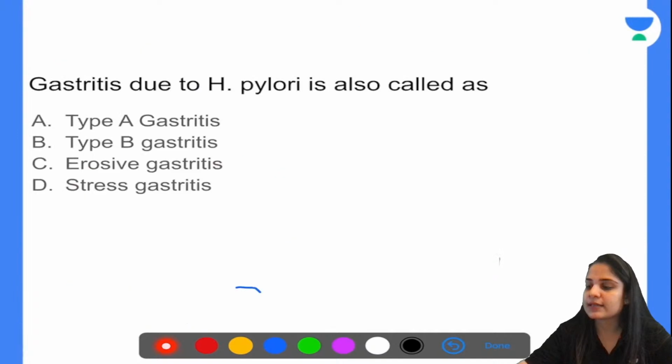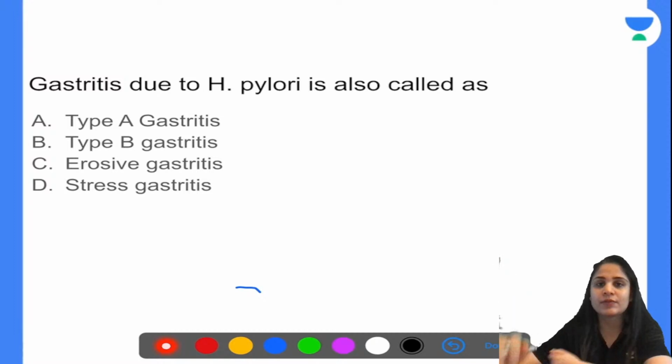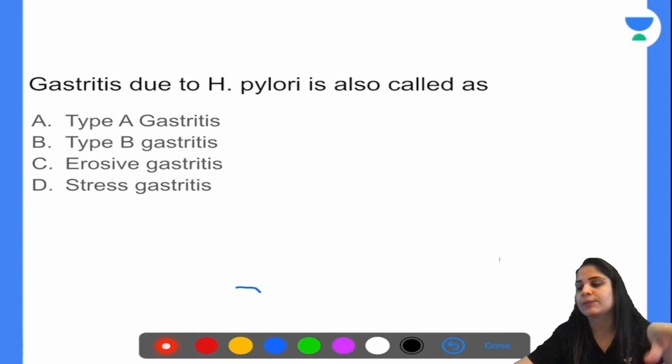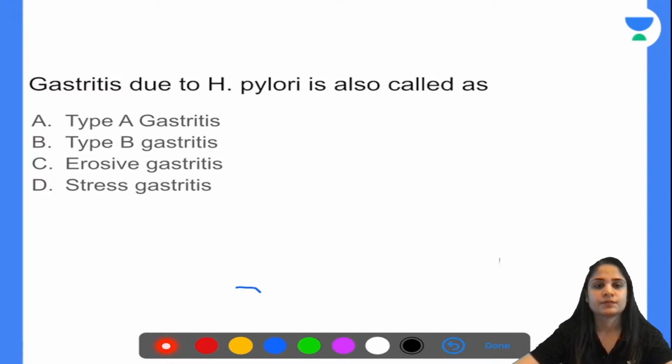Now the next thing that we need to do is the types of gastritis that you have. So you have different types of gastritis. Now you need to tell me, the gastritis due to H. pylori is also called what type of gastritis? Type A gastritis, type B gastritis, erosive gastritis, or stress gastritis. There are nearly 6 types of gastritis. It's very easy to remember all of them. I will just quickly do it with you all.